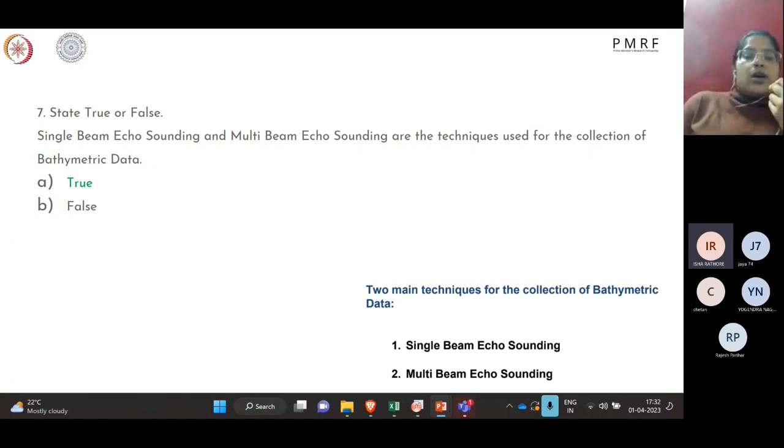So in beam echo sounding, you send a beam, and when it hits the landform underwater, it gets reflected back. Then you assess the distance of this landform and the geometry of this landform. So single beam is when you send just one beam, and multi-beam is when you send multiple beams to get more accurate data of the coastal geology. Okay, so A was the correct answer.